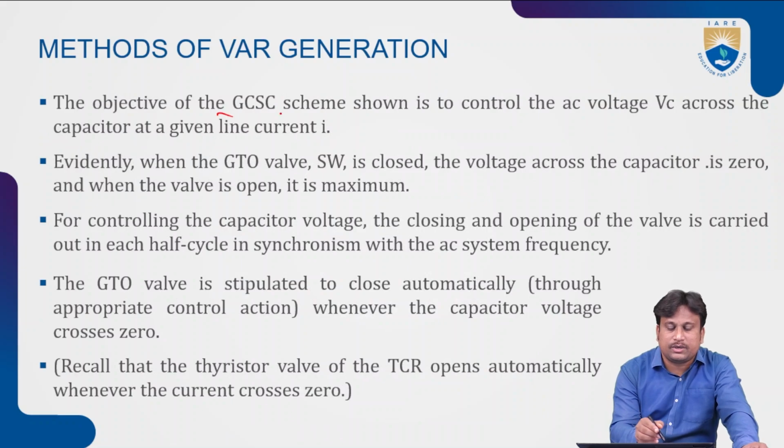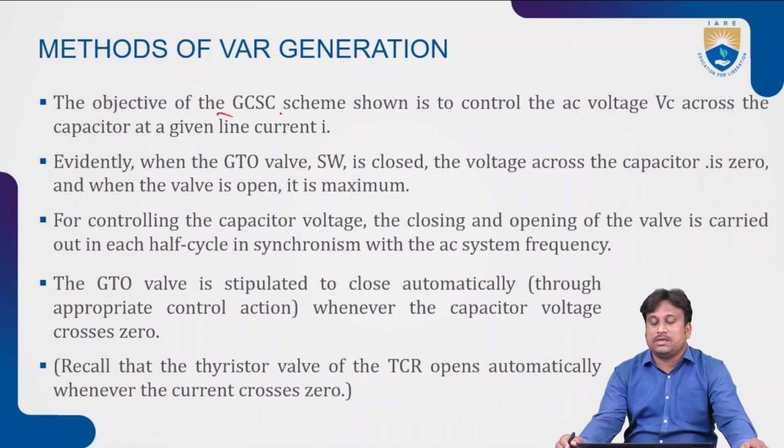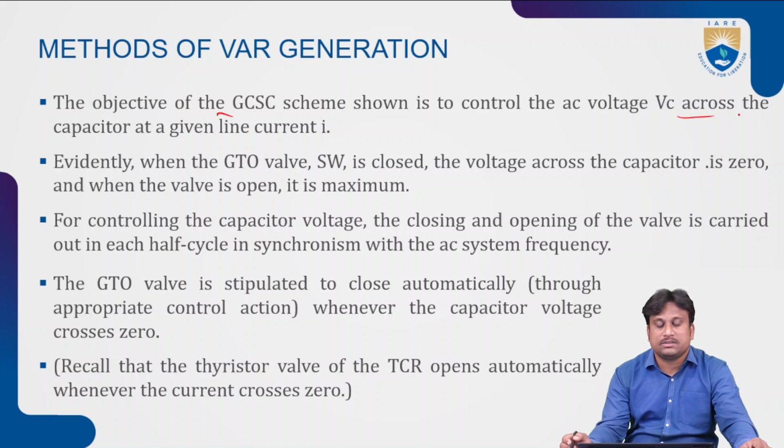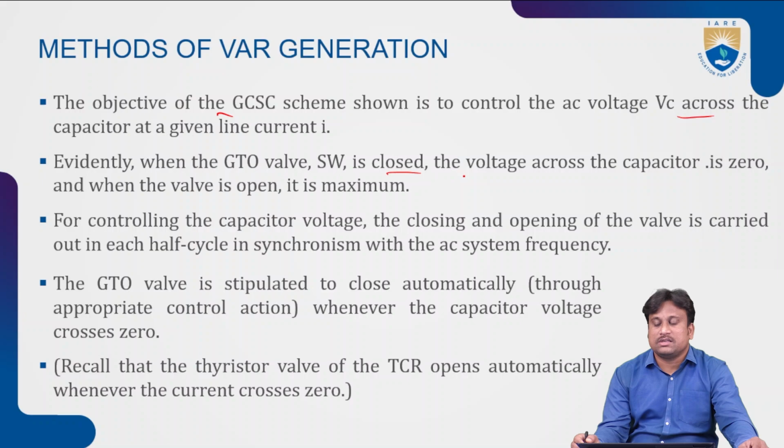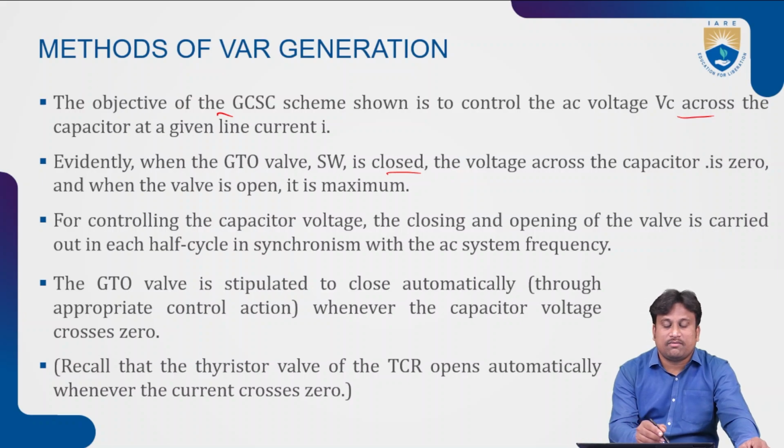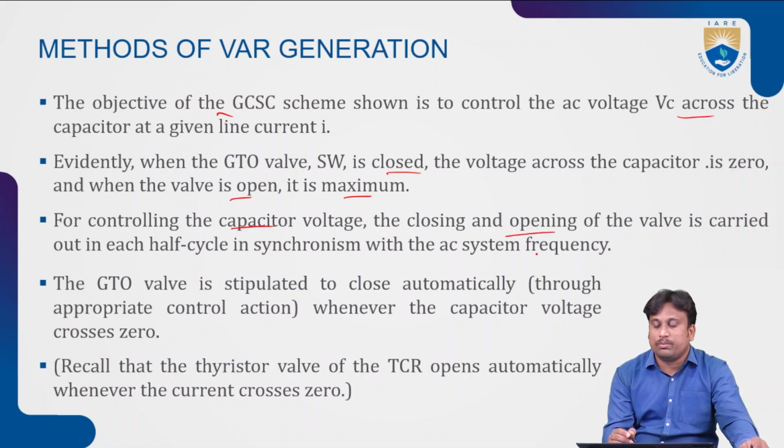Here the objective of the GCSC is to control the AC voltage, that means the voltage across the capacitor at a given current. Evidently, when the GTO valve switch is closed, the voltage across the capacitor is 0, and when the valve is open it is maximum. So for controlling the capacitor voltage, the closing and opening of the valve is carried out in each half of the cycle in synchronism with the AC system frequency.